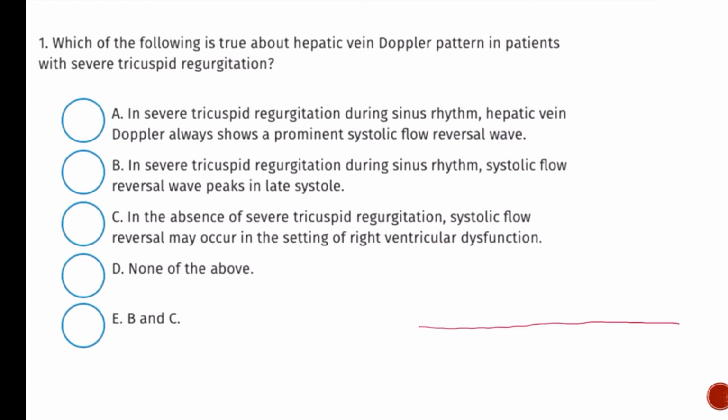So is A an answer? Severe tricuspid regurgitation during sinus rhythm, hepatic vein Doppler always shows a prominent systolic reversal wave. No. Okay. In severe tricuspid regurgitation, systolic flow reversal peaks in late systole. Anika's shaking her head yes? Okay. In the absence of severe TR, systolic flow reversal may occur in the setting of right ventricular dysfunction. Okay. So none of the above can't be answered. So does that mean B and C is correct? All right. What's nice is I didn't talk about anything with the hepatic vein, right? But you all kind of knew already what we were talking about, which is great.